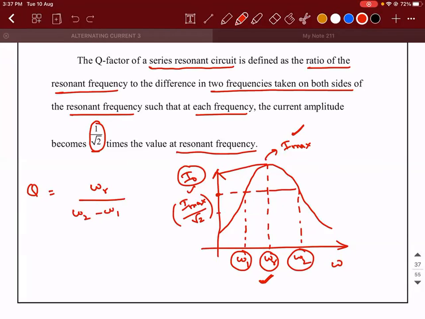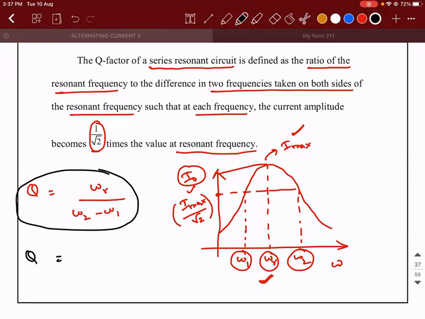In that way, if you find two values omega 1 and omega 2 where the corresponding I value is I max divided by root 2, then quality factor is defined as omega r divided by omega 2 minus omega 1. Okay, have this in your mind.